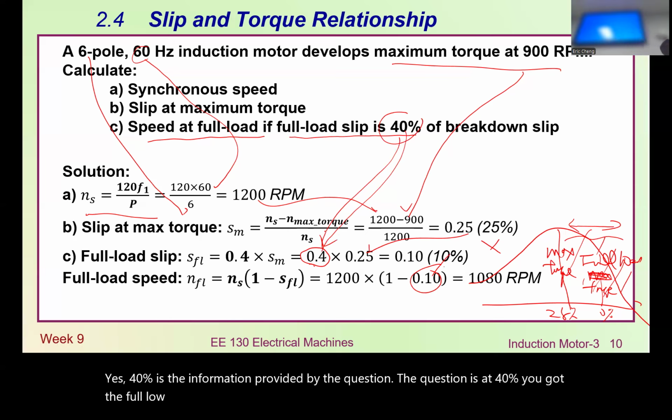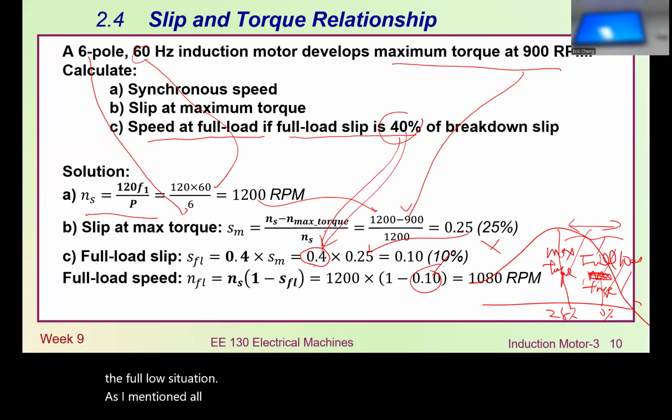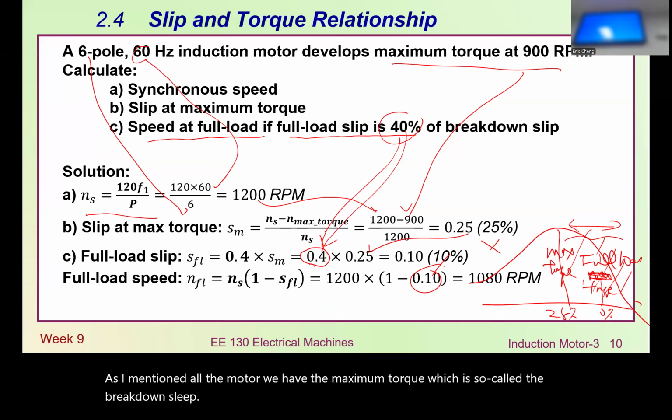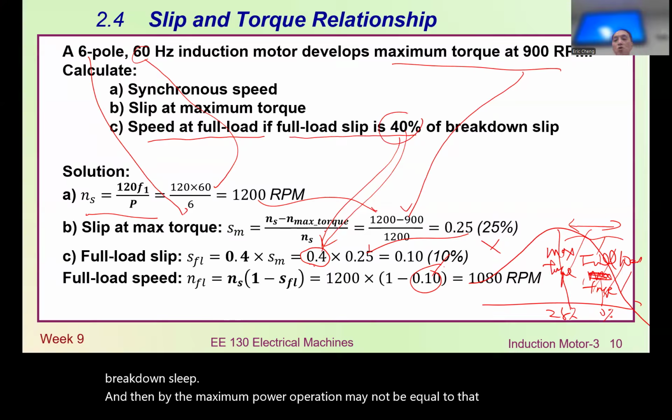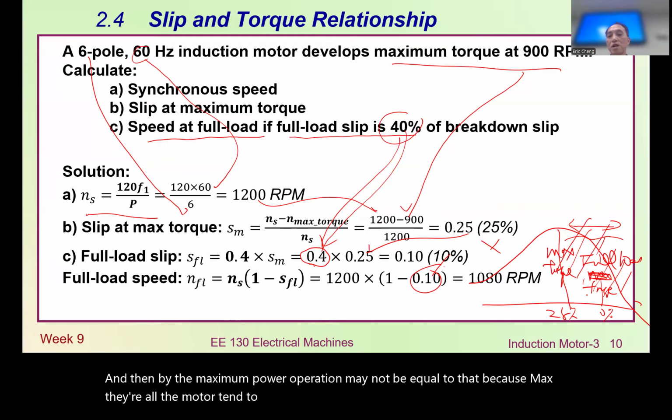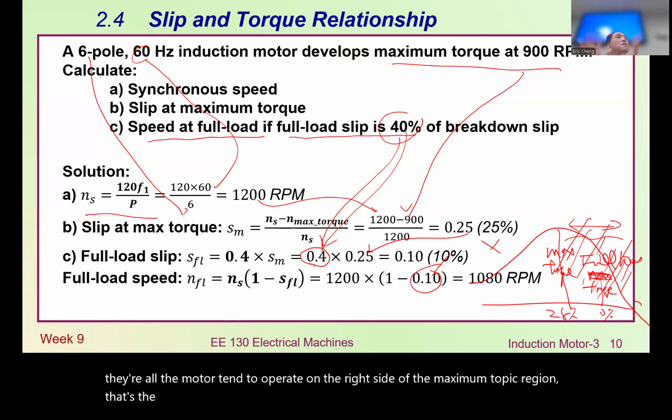As I mentioned, all the motors have a maximum torque, which is the so-called breakdown torque. But the maximum power operation may not equal that, because all motors tend to operate on the right side of the maximum torque region. That's the region where you can vary the speed and vary the torque more comfortably without any chance of stalling the motor.